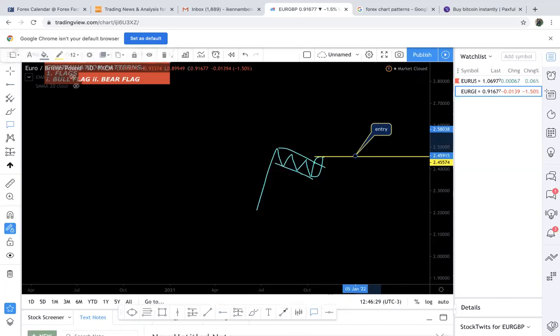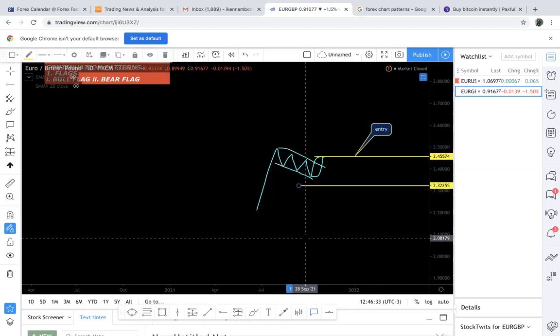Once you see a strong candle close, where are you going to place your stop loss? Stop loss is where, on that flag right there. So stop loss will be under your flag right here.